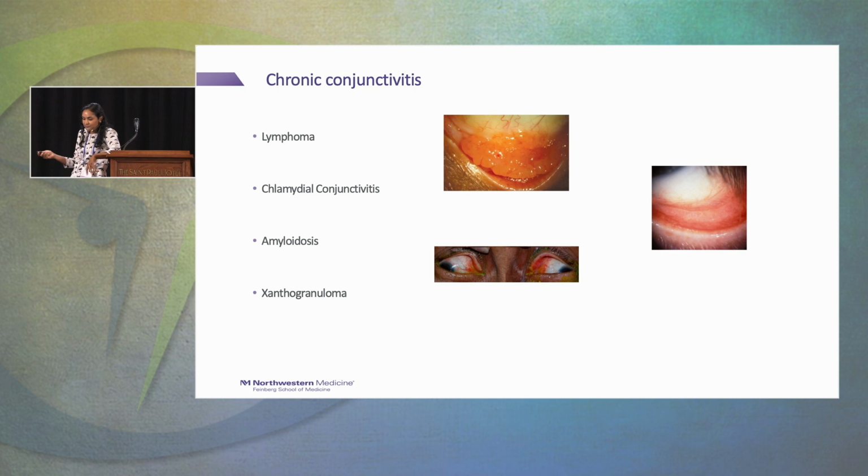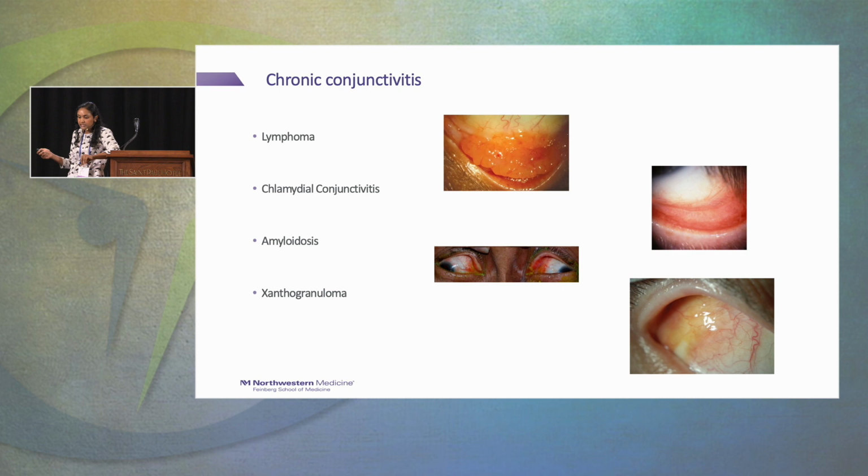Amyloidosis has this kind of orange placoid appearance, not always, but that's a typical appearance, kind of a thicker plaque than lymphoma. And xanthogranuloma has that sort of fatty appearance. And for a lot of these conditions, certainly all of them actually, it's important to remember that they're not just ocular conditions, they are part of a systemic process and require systemic management.